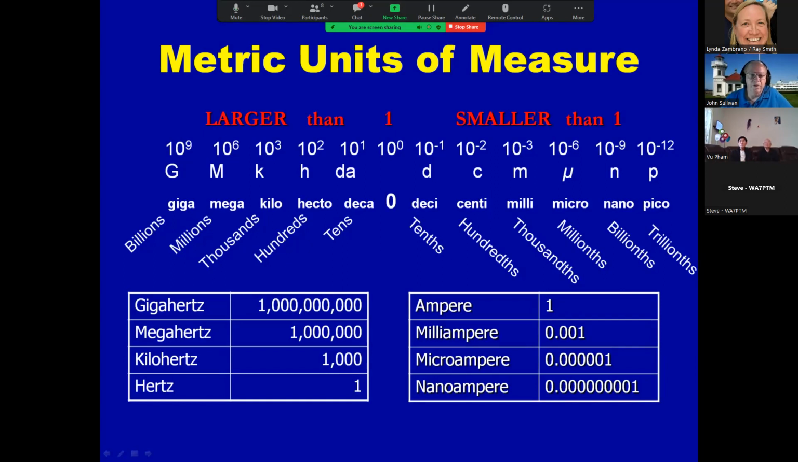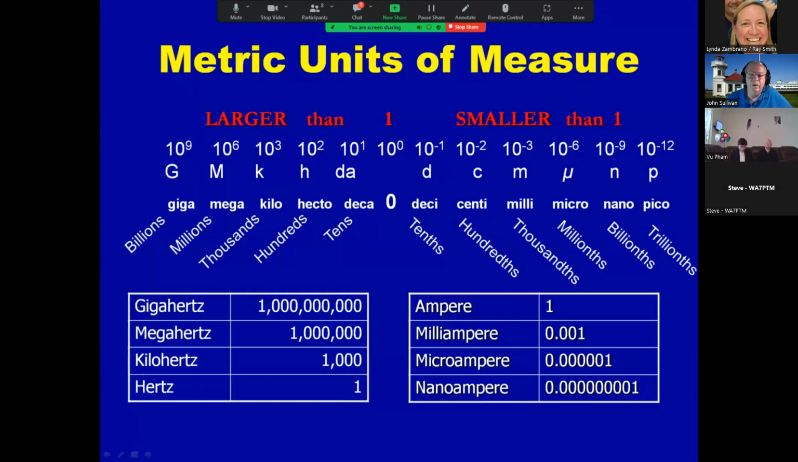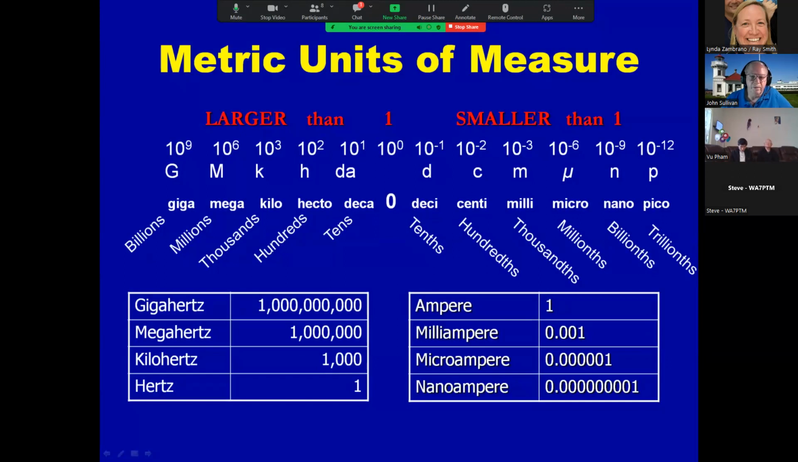For things smaller than 1, it's going to be 10 to a minus power. So it's going to be, for example, on the right, 1 ampere, or then 1 milliampere has 2 zeros after the decimal point before you get to the 1. And for each of these different levels, you're adding 3 zeros. So microampere is 5 zeros in front of the 1, and nanoampere is 8 zeros in front of the 1.